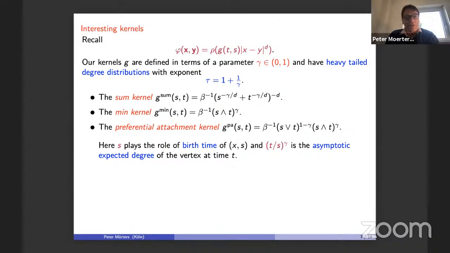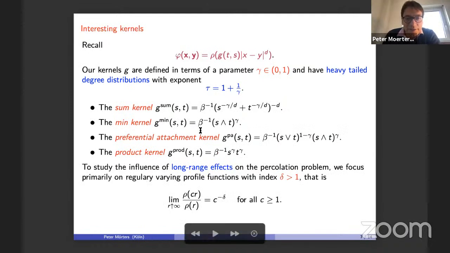So this is another kernel that we're interested in, and the final kernel is the one that we see in the scale-free percolation model. There you take S to the gamma, T to the gamma, so you take the product of the two. This just depends on the product of the two marks. This will lead, as we will see, to quite different behavior. Okay, so there are of course a lot of other possibilities how you could choose a G, but these are natural choices.